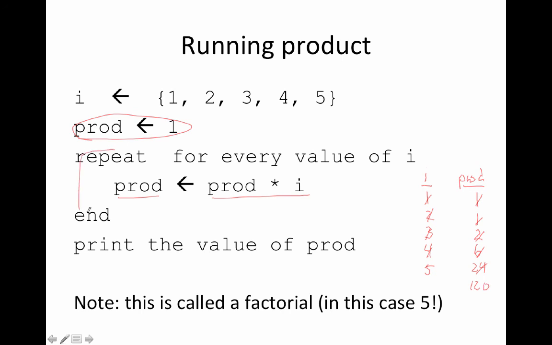And now we've gone through the entire loop. We've repeated for every value of I, where I went through from 1 to 5. And then after the loop, we're going to print the value prod, which is 120. This is called factorial. It's written as 5 exclamation point. 5 factorial is 5 times 4 times 3 times 2 times 1, or we actually calculated it the other way around. 1 times 2 times 3 times 4 times 5 is 120. So you can calculate a running sum in a counted loop, and you can also calculate a running product.